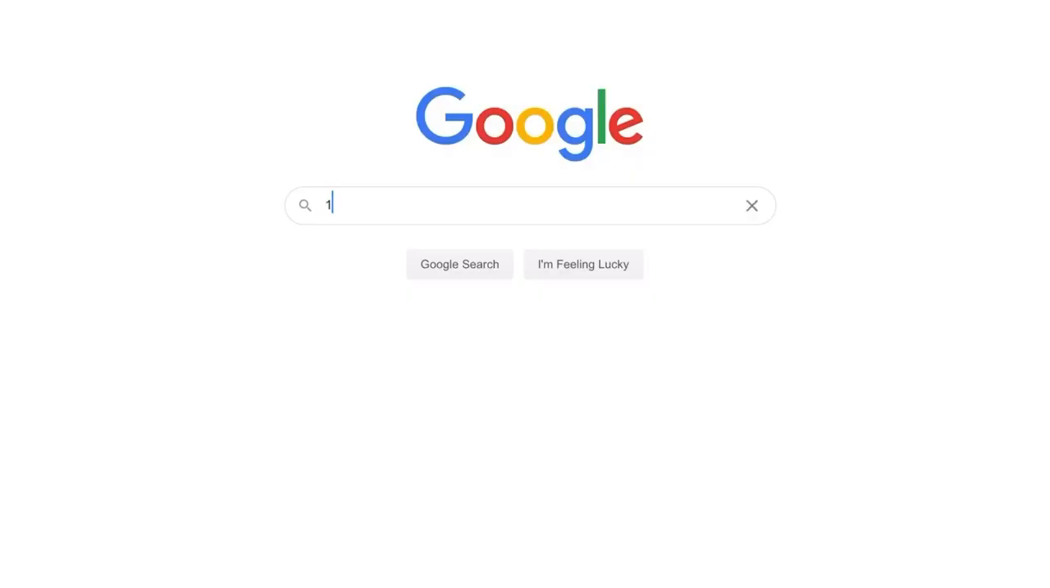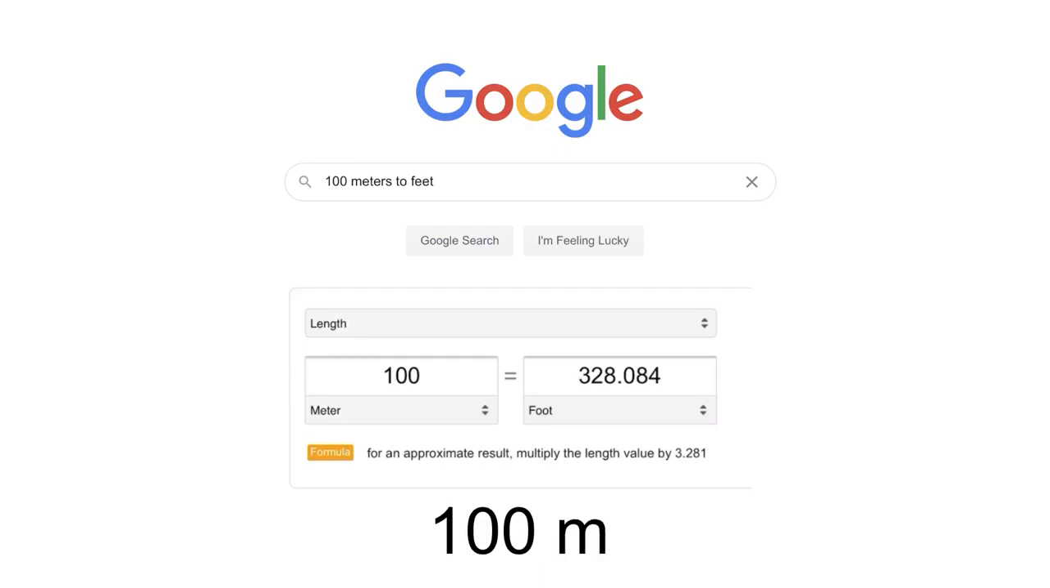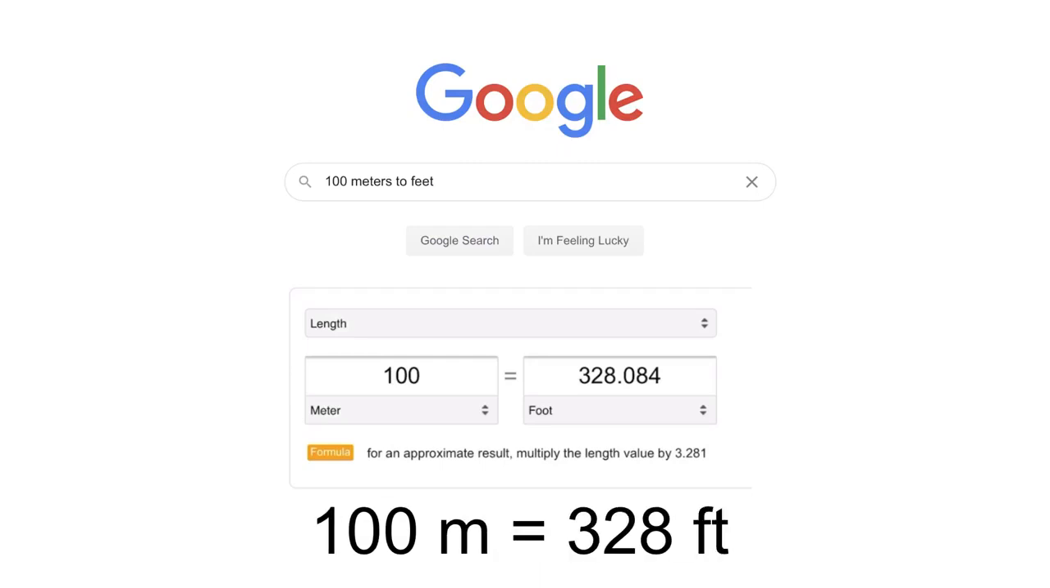Hey Google, what is 100 meters in feet? So 100 meters is 328 feet.